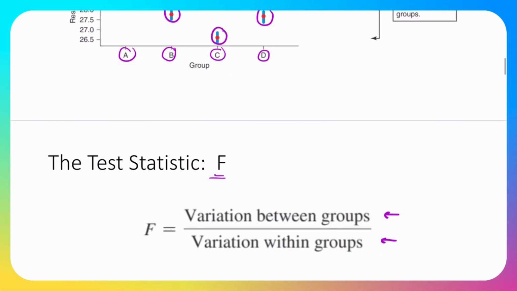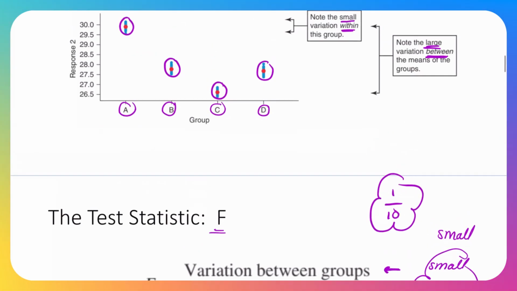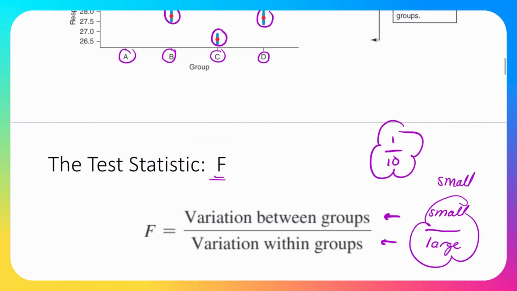However, when the variation between is small and the variation within is large, as in our first group, this kind of number is a small number. Think about a fraction when you have a small number on top and a large number on the bottom. The overall fraction value is small. So this picture would lead us to small values of F. Okay? All right.